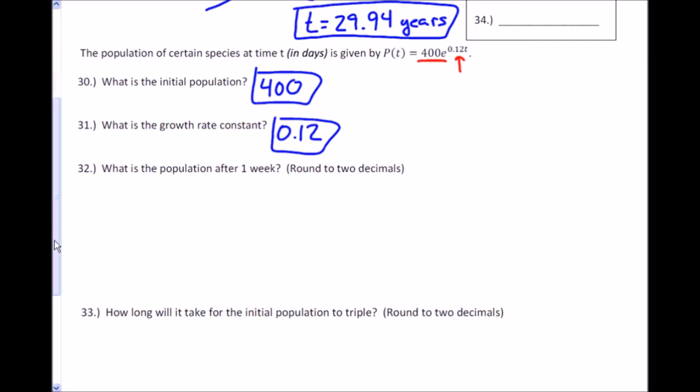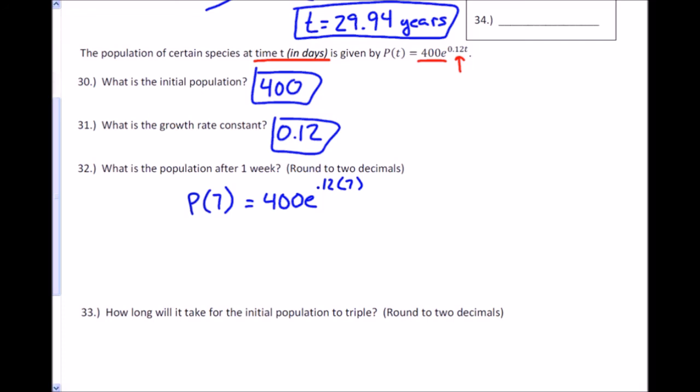And now we get to the nitty-gritty here. It says, what's the population after 1 week? And keep in mind, in our problem here, time is in days. So I am just going to plug this right in, but I've got to plug it in days. So I've got to plug a 7 in for time. Okay, so that's 400 e to the 0.12 times 7. All right, and again, when we plug this into our calculator, make sure that you're multiplying the 0.12 times the 7 before you do e raised to that power.